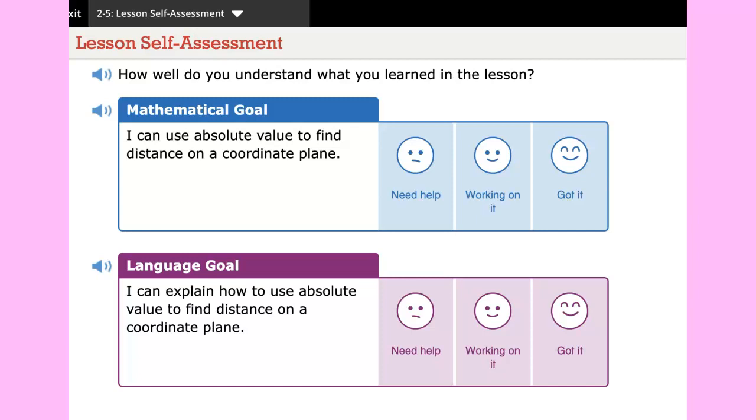All right guys, I hope this review lesson will help you a little bit in going back on how to find distance vertically and horizontally using the coordinate plane. We'll practice more in class.